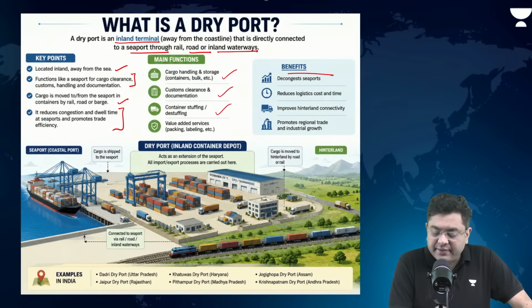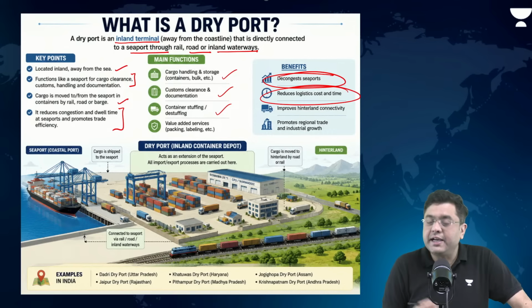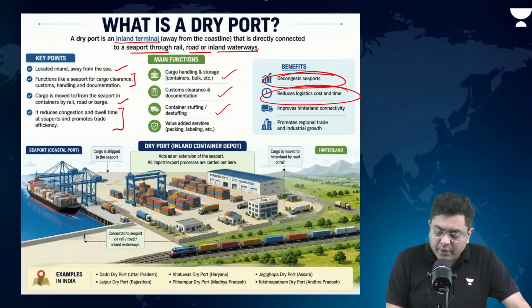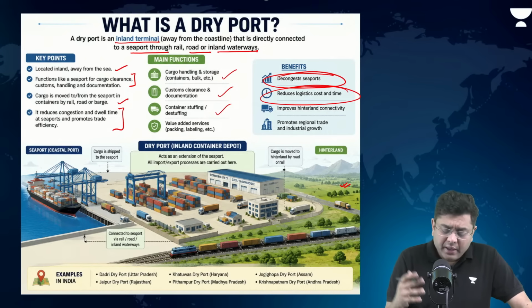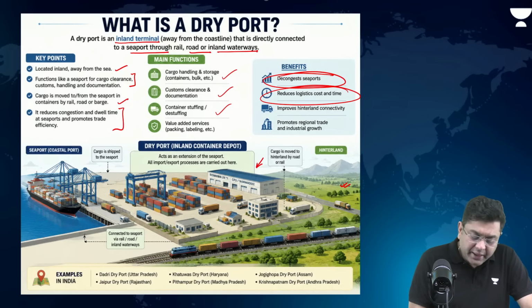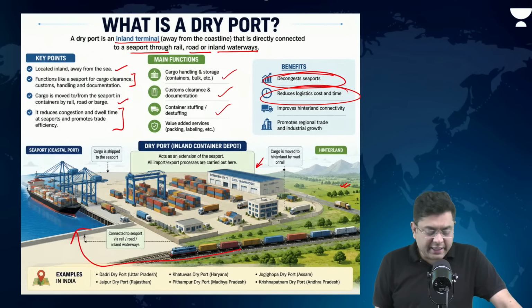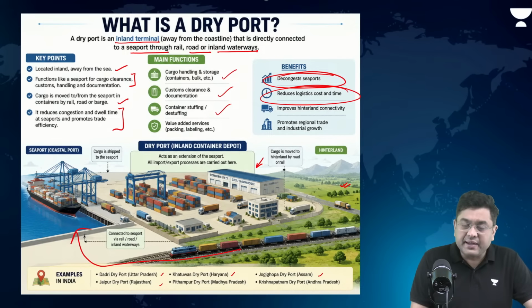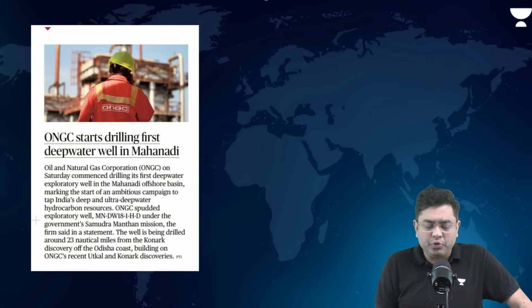It will decongest the seaports, reduce logistics cost and time, and improve hinterland connectivity. From the hinterland, rural areas, suburban areas, cargo will move to the dry port container. From there, by rail, it can move. So you have Dadri, then you have the region in Haryana, that is Katwas. All these areas are examples of dry ports.